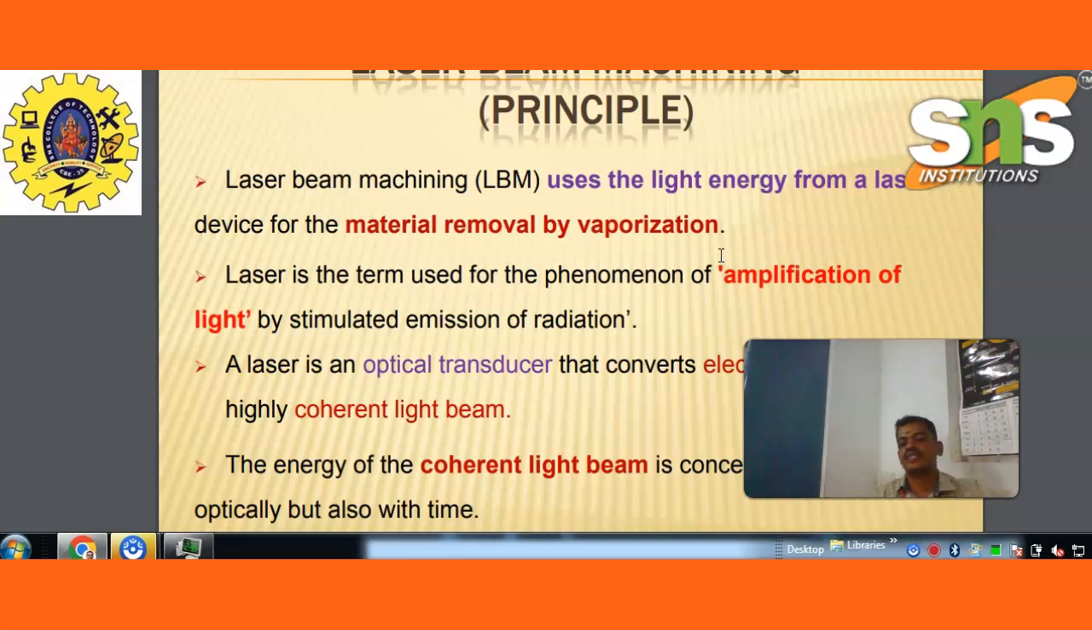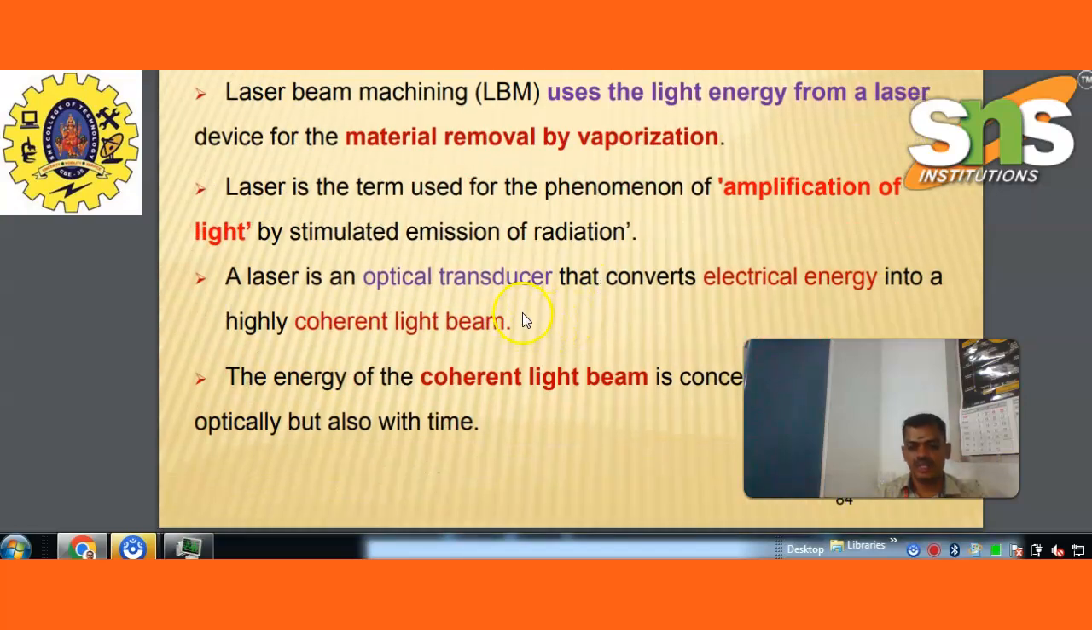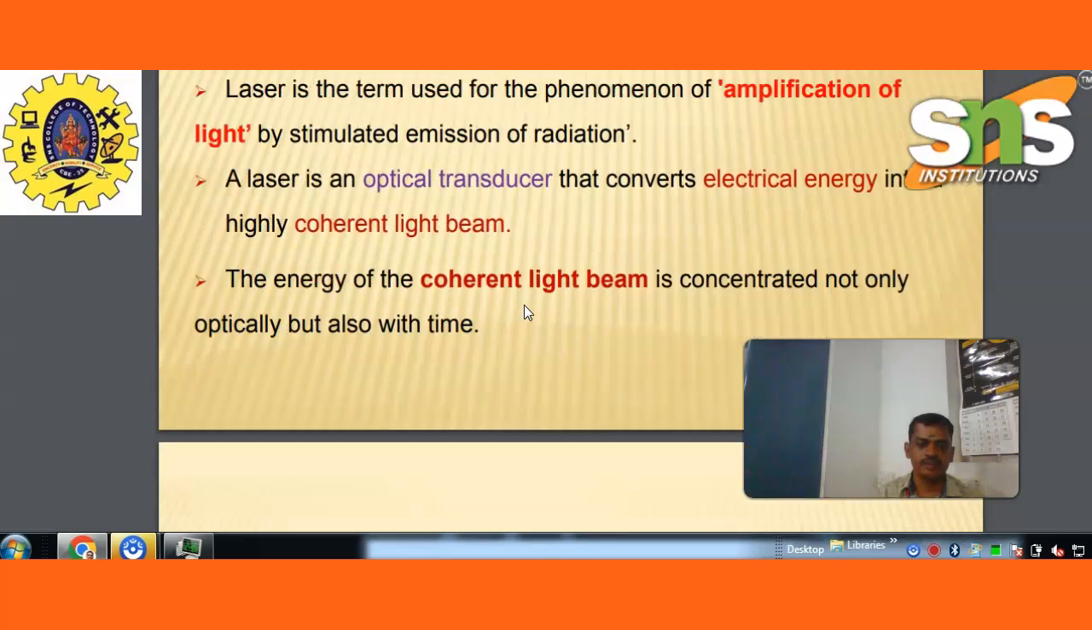The term laser stands for the phenomenon of light amplification by stimulated emission of radiation. A laser is an optical transducer that converts electric energy into a highly coherent light beam. The energy of the coherent light beam is concentrated not only optically but also in time.